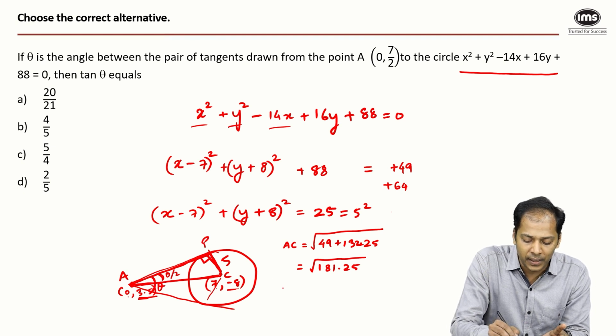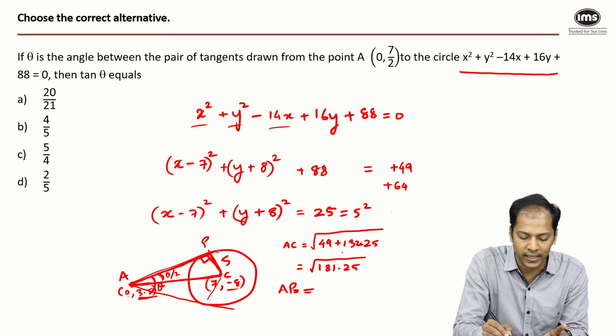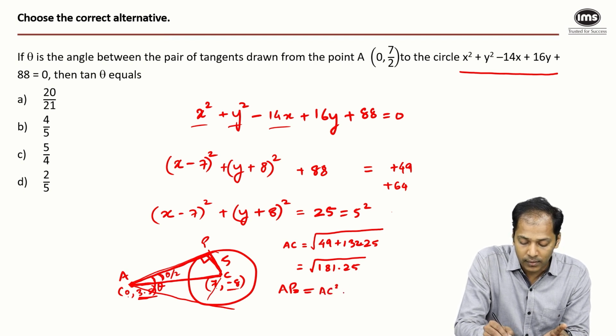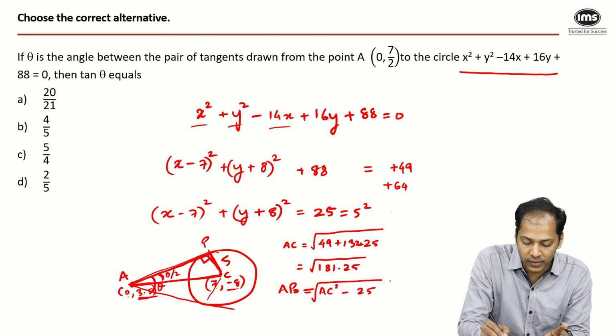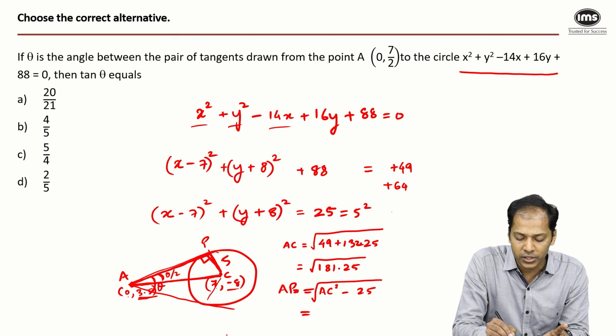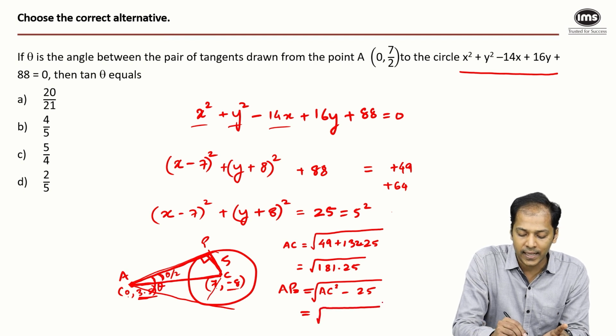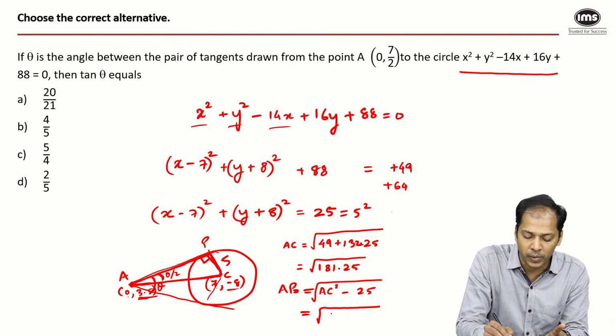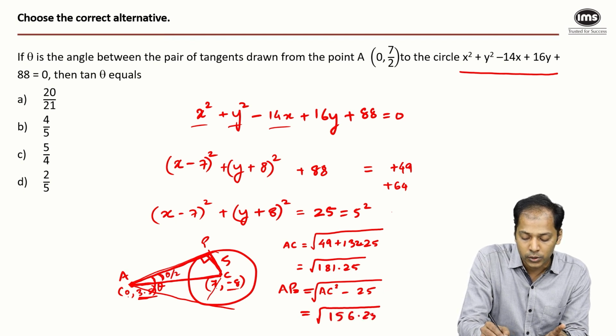Now we did not want this hypotenuse actually, we wanted the side, say AP. So I wanted AP. So AP would be what? I'll have to use the Pythagoras theorem to calculate the length of AP. So AP would be AC square minus 5 square, that is 25, and the under root of this. So if I do this calculation, AC square is 181.25 minus 25. So 181.25 minus 25 would come out to be 156.25.